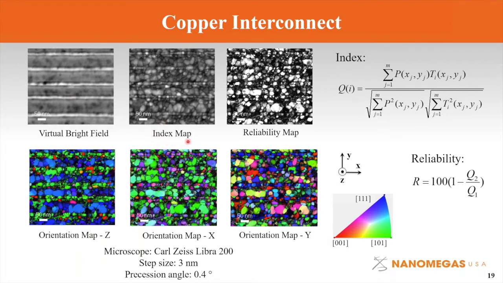The second one, index map. Recall index is an indicator of the similarity between the experimental pattern and the template. You can see a little bit more detail in the index map compared to the virtual bright field image. The reason is that the index value inherently is a little bit lower at the grain boundary regions, for example, because at those regions you have more than one set of diffraction patterns in the experimental pattern. So it brings the index value down a little bit.